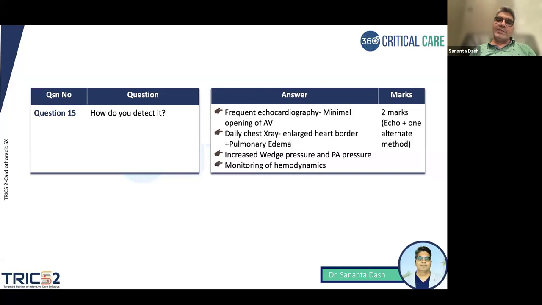If the patient has a pulmonary artery catheter, which is usually not put in, but in your setup if it is there, then you can have a high wedge pressure and PA pressure, and also monitoring with other hemodynamic parameters. So these are the things you look for to detect LV distension. Again, you can classify your answer: direct objective things such as echocardiographic findings and X-ray showing increasing size of the heart border, and indirect signs, which include a high wedge pressure or PA pressures.